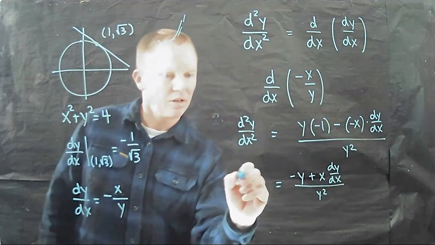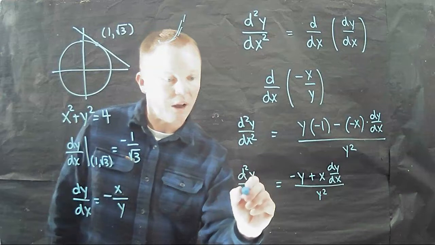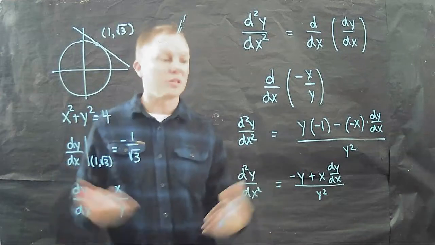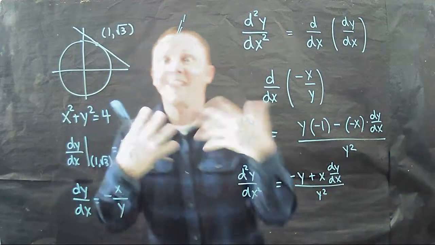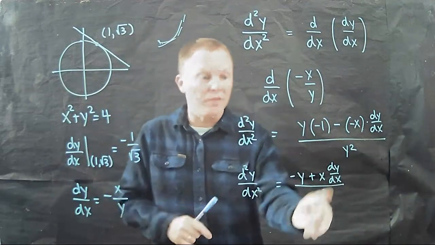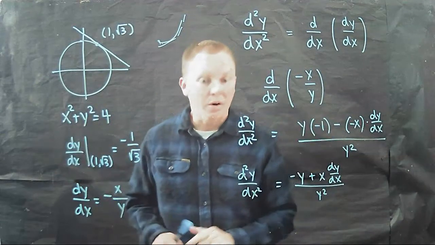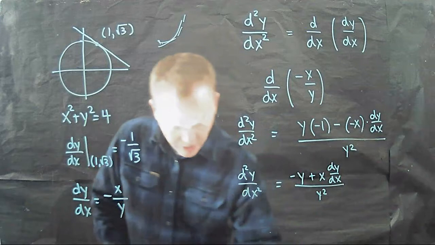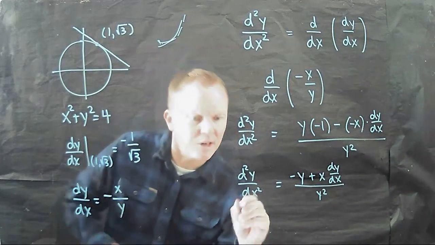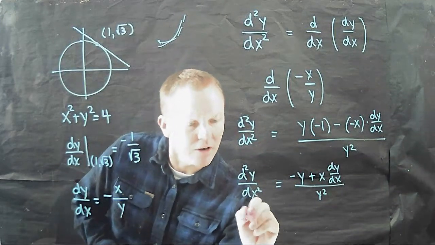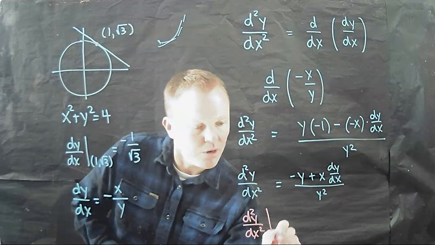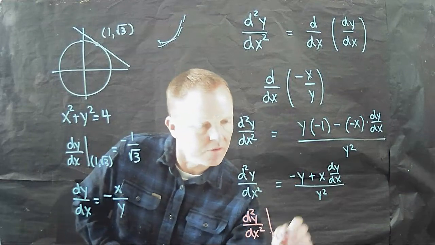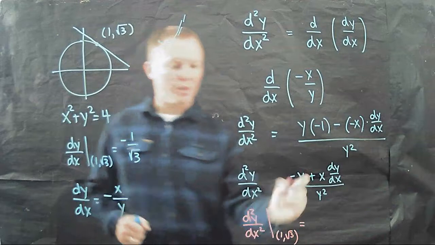That's the second derivative. Now I don't have to factor or anything here because I've already got it solved for the second derivative. Yes, that second derivative is in terms of dy dx. That's okay. Now let's real quickly, for funsies, find the value of that second derivative at the point 1 comma radical 3.